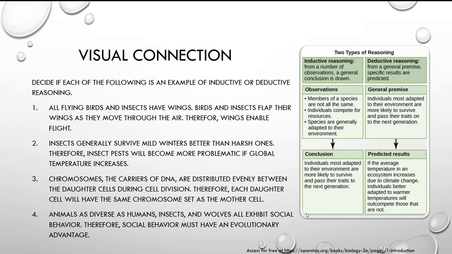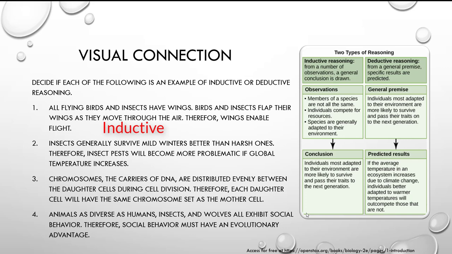If you chose inductive reasoning, I would agree with you, because these are observations. All flying birds and insects have wings. That's an observation. Birds and insects flap their wings as they move through the air. That's an observation. Therefore, wings enable flight. That's a conclusion. Okay, so that's an example of inductive reasoning.